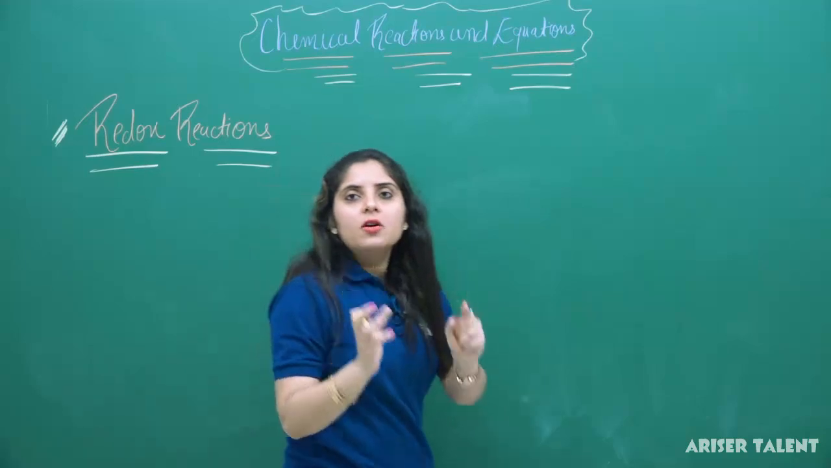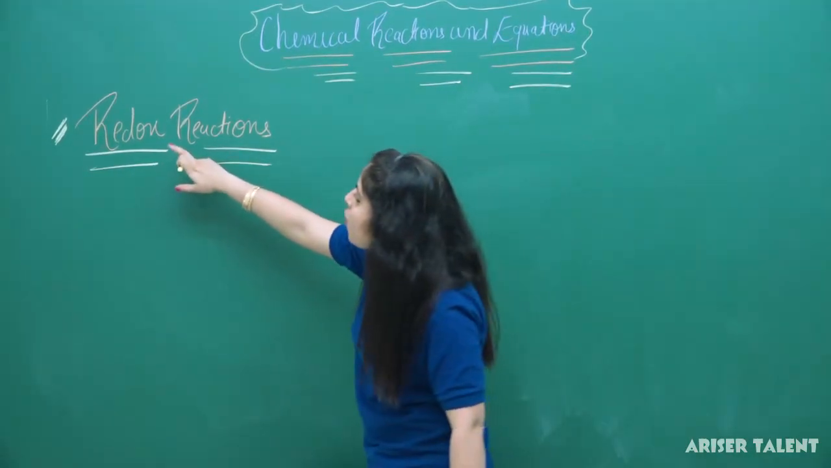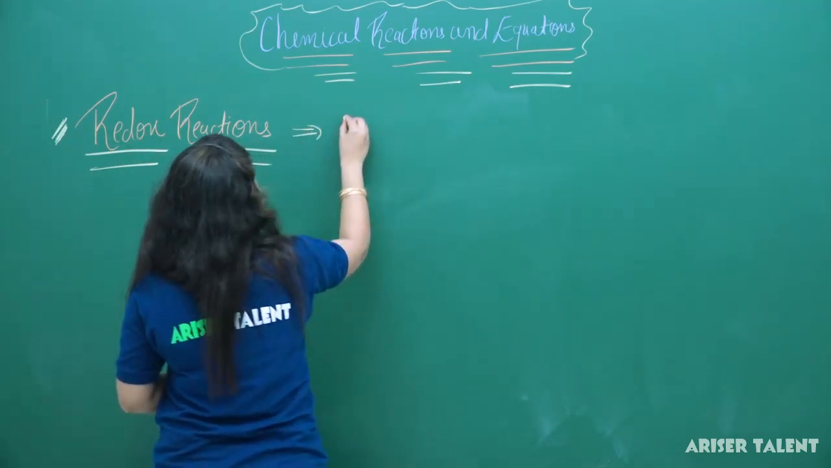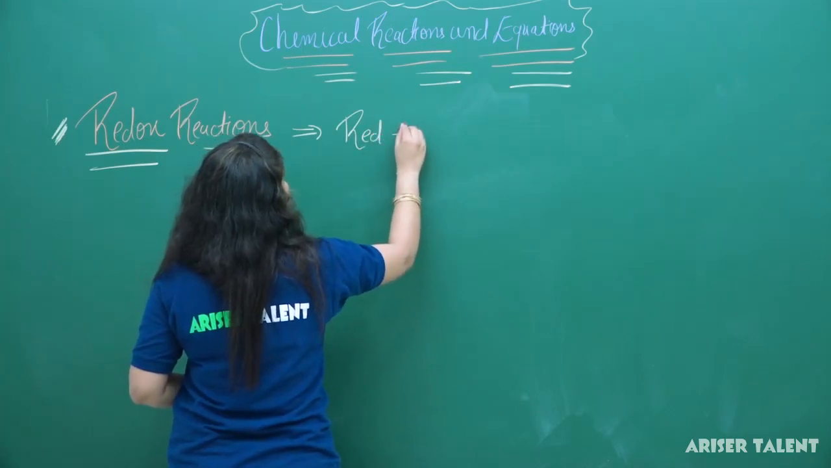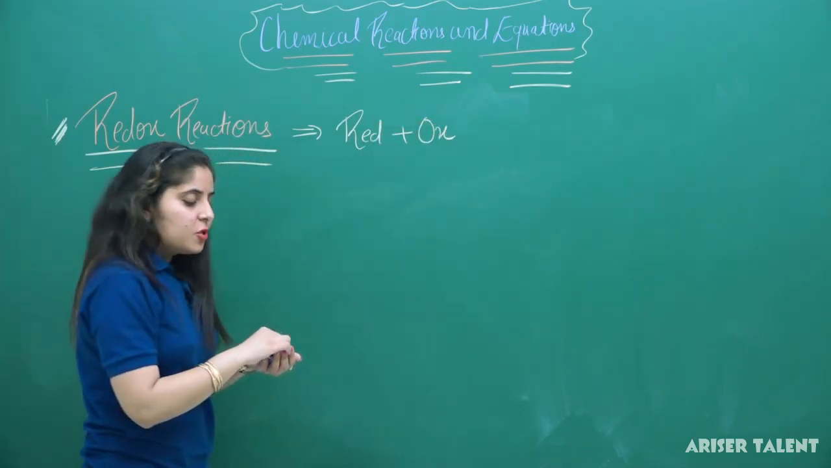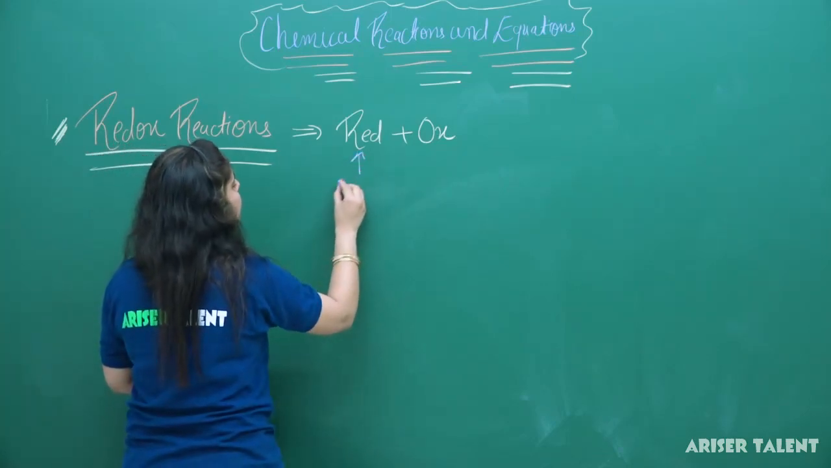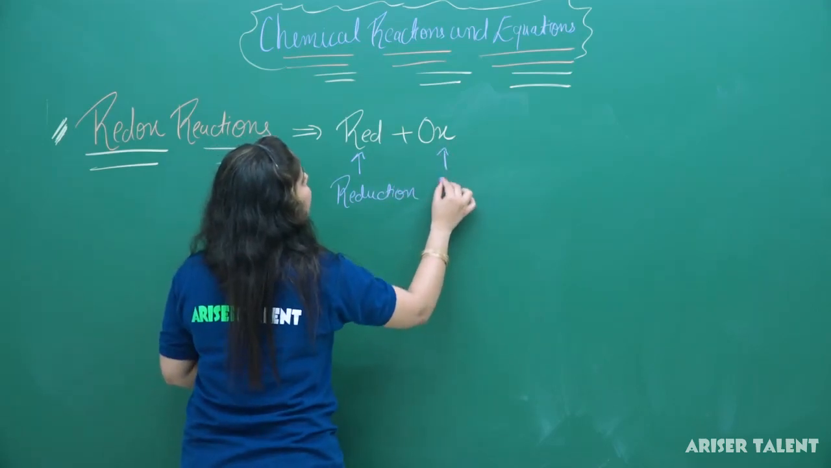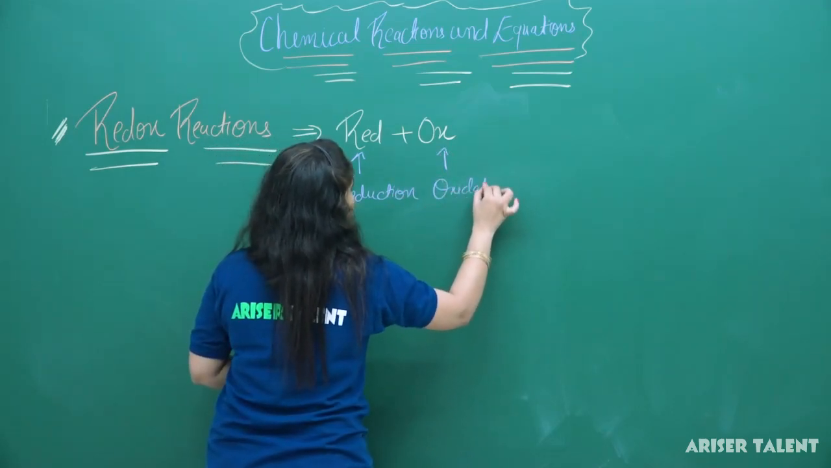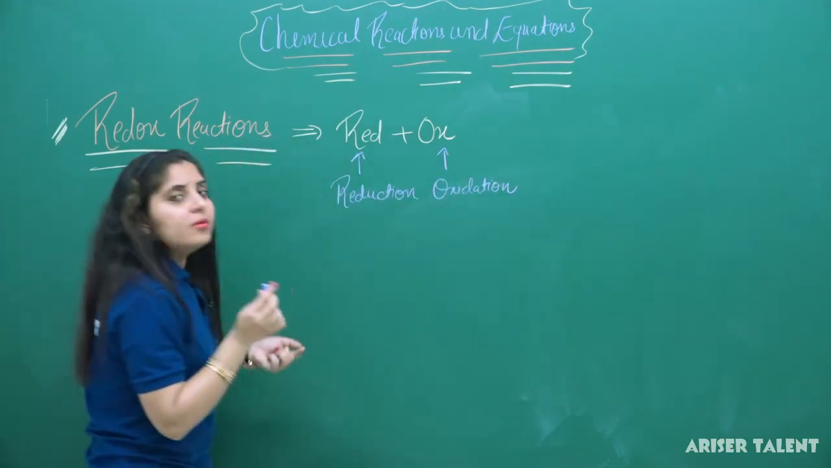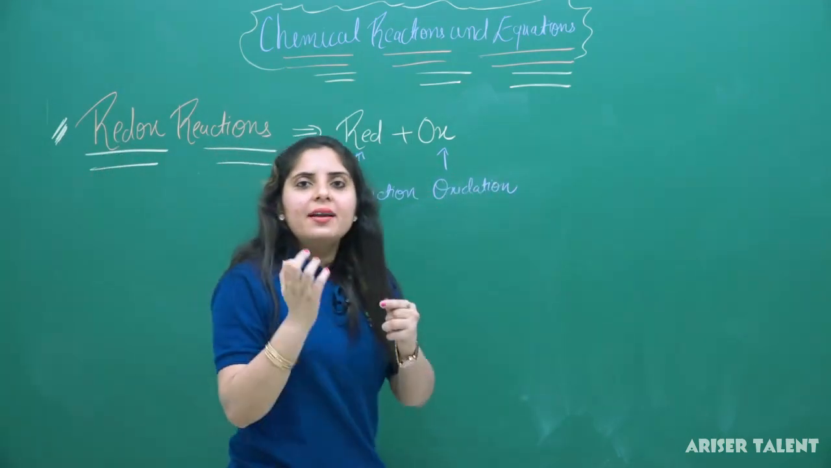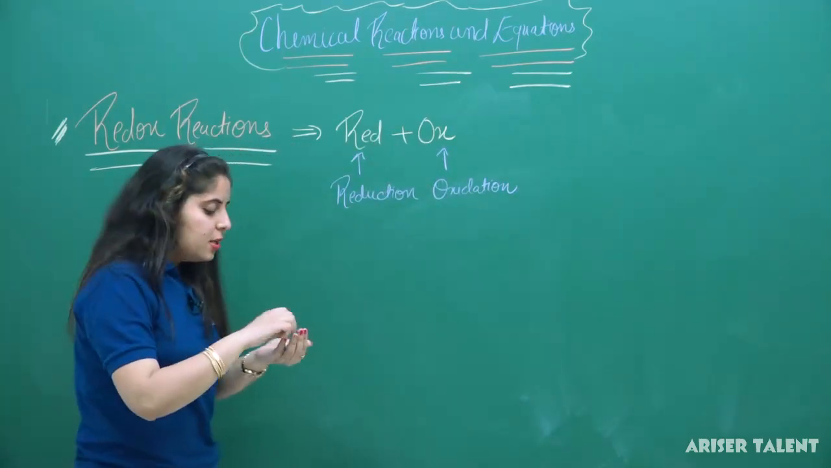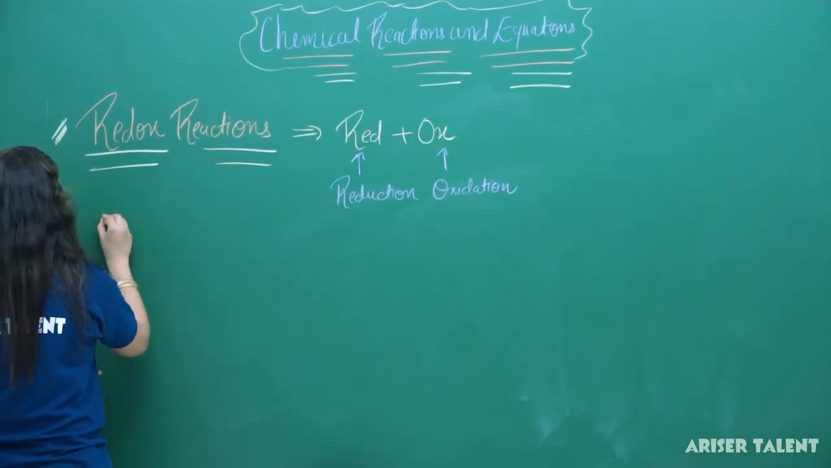So, the redox reactions, as the name indicates, is formed of two words, Red plus OX. Red basically means reduction and OX means oxidation. So, the reactions in which oxidation and reduction take place simultaneously are counted in the category of redox reactions. So, here we have a definition for redox reaction.